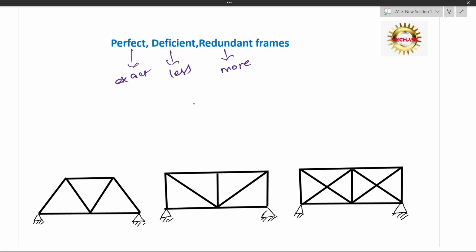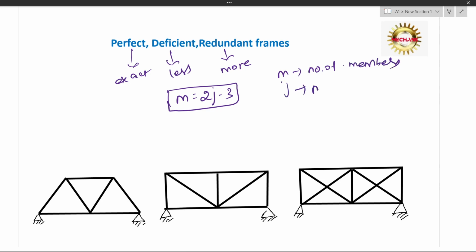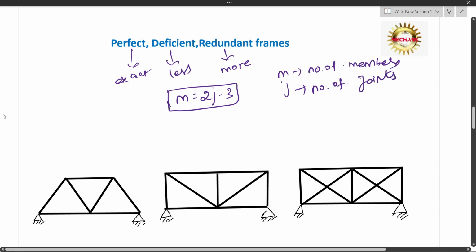So how are we going to find that? There is one formula that would be very helpful to find whether the frame is perfect, deficient or redundant. Here M is the number of members and J is the number of joints. We can use this formula to find the perfect, deficient, redundant frames.